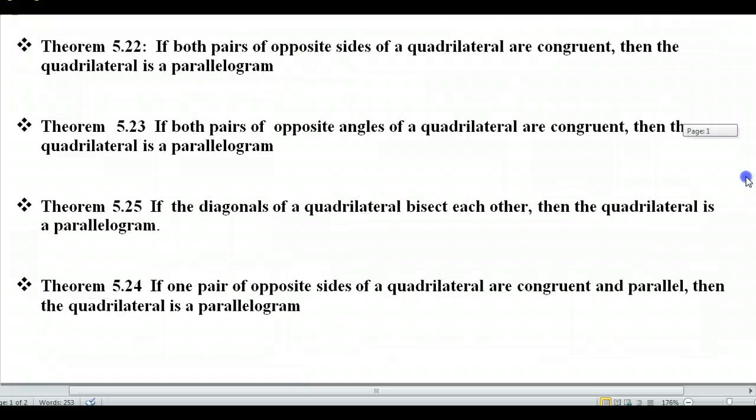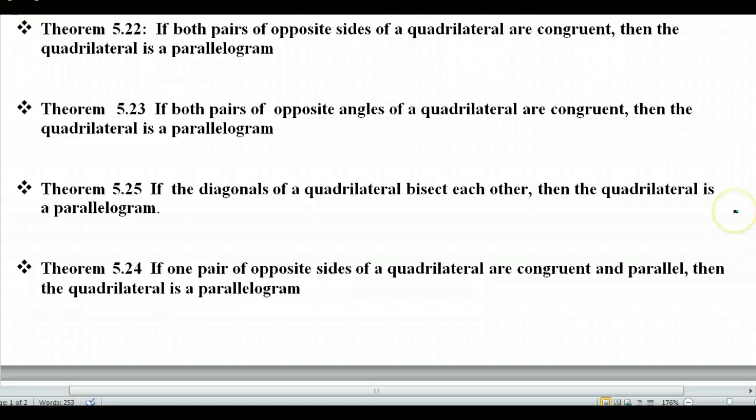So basically, I've told you these things right here. Theorem 5.22, if opposite sides are congruent, it's a parallelogram. We just said that. If opposite angles are congruent, it's a parallelogram. It's just the converse of the one above it. If the diagonals bisect, it's a parallelogram. So those are all the converses we were talking about. Now this 4th one is new. This 4th one's not a converse of something else.